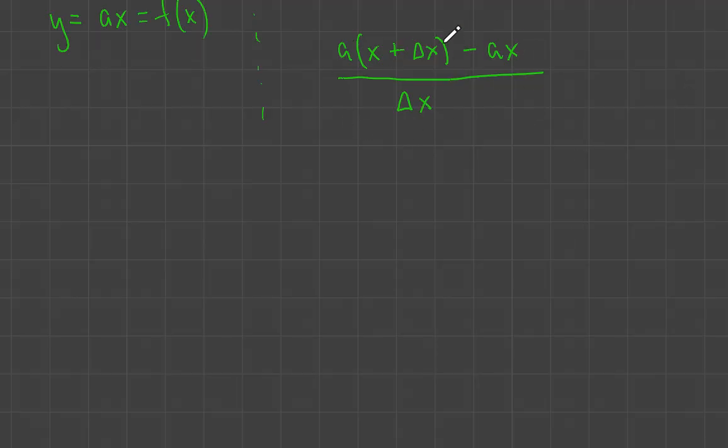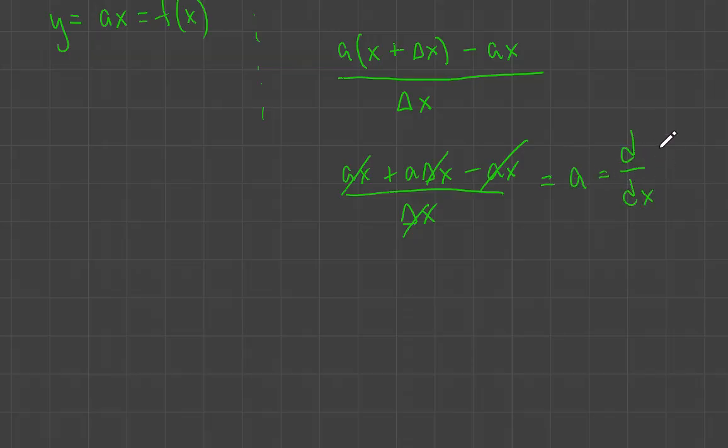So if I work this out, I distribute the a across, I get ax plus a delta x minus ax all over delta x. I see that ax minus ax cancels out, and the delta x cancels out delta x. All I'm left with is a. So a is what's equal to the derivative in terms of x of ax.